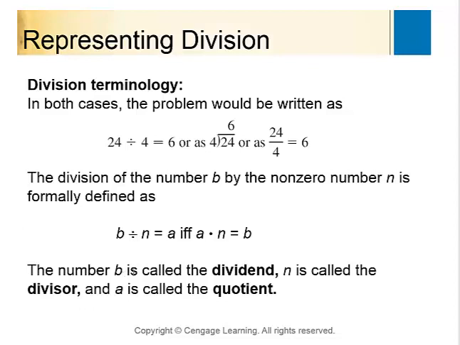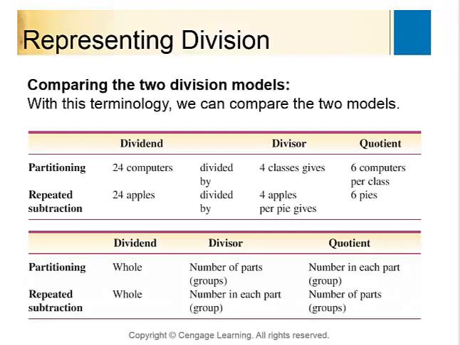Our number B, which would be the number right inside your division problem, that's going to be called the dividend, and it would always be your first one when written out horizontally. N, which is the number that's going into it, he's our divisor, he's the one that's on the outside, and our answer is called the quotient. So here is a table that gives those numbers with their correct terms.